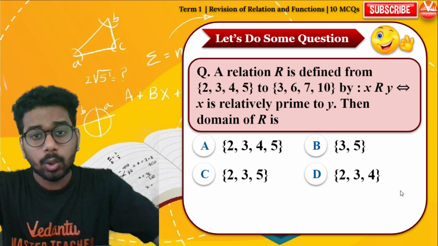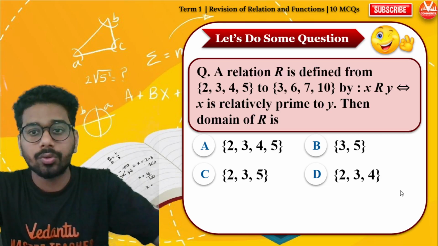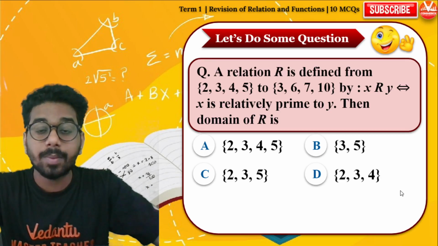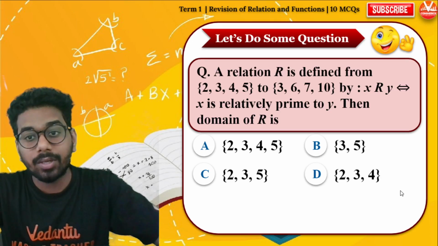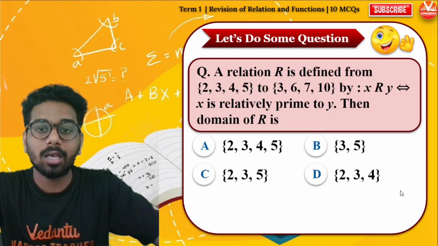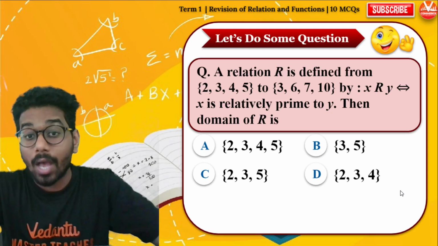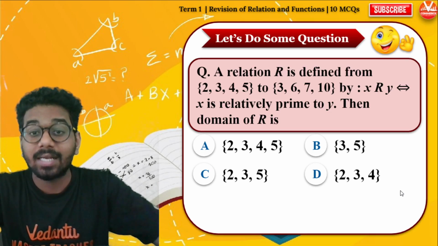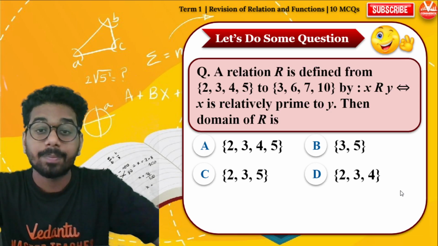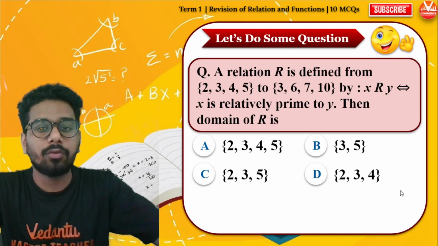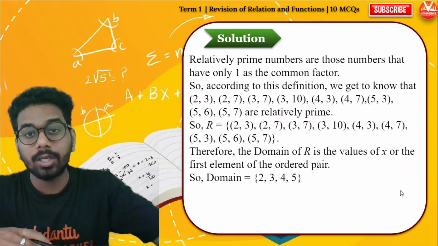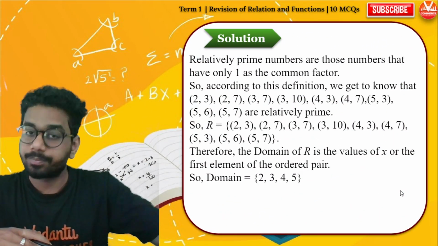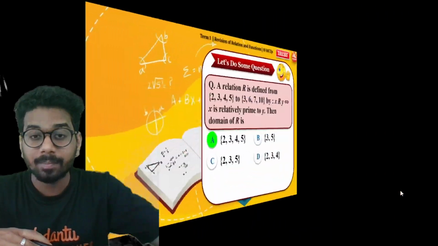So you can see 2 is making some ordered pairs like (2, 3), (2, 7). 3 is making some ordered pairs (3, 7), (3, 10). 4 is also making (4, 3), (4, 7). 5 is making (5, 3), (5, 6), (5, 7). So every number in the first set is having some ordered pair. So {2, 3, 4, 5} is your domain because you are using 2, 3, 4, 5 as a first element. I hope it is clear.